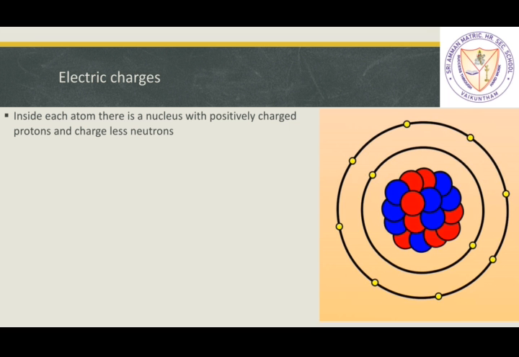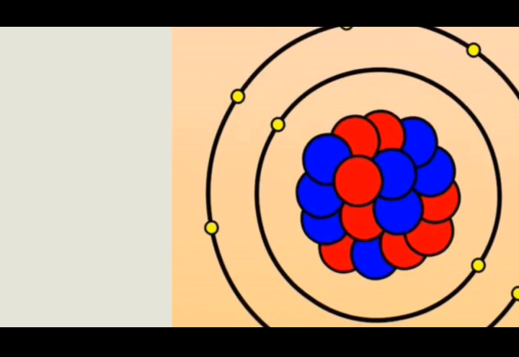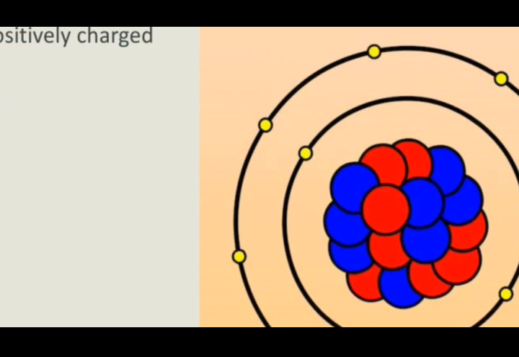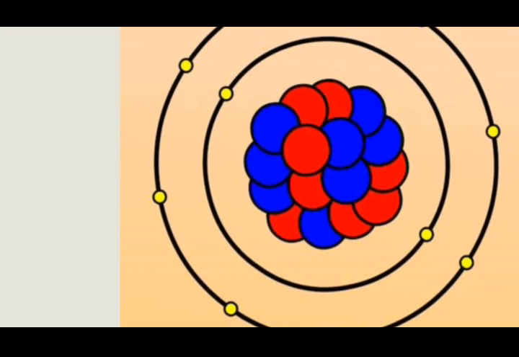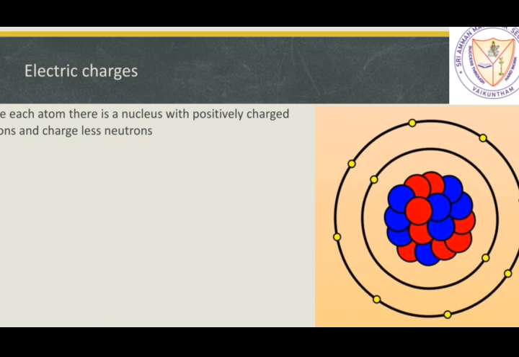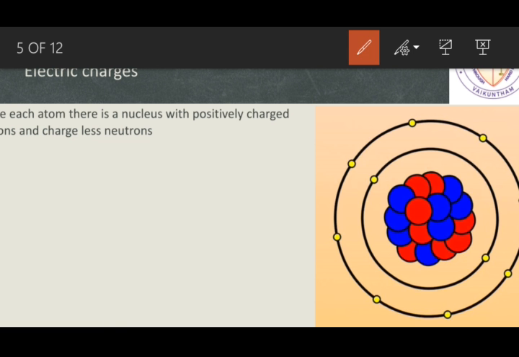These red and blue particles, this whole thing, forms the nucleus. This nucleus contains two types of particles: positively charged protons and chargeless neutrons. That's why they have been represented with two colors, because the nucleus contains two things, one is proton and the other one is neutron.